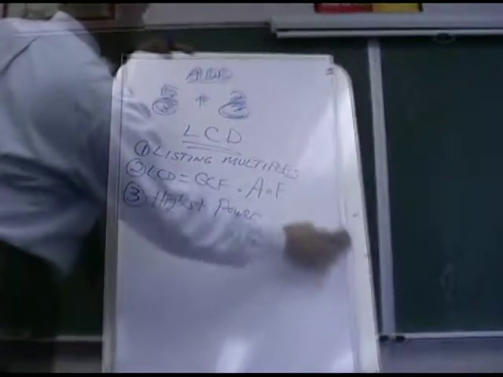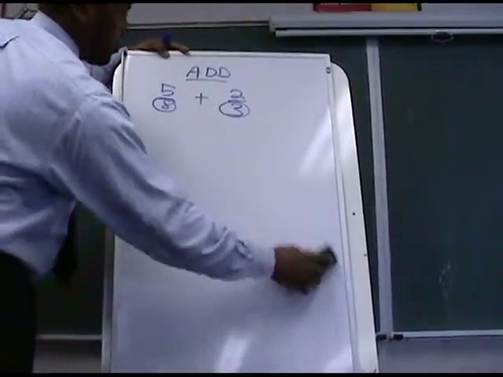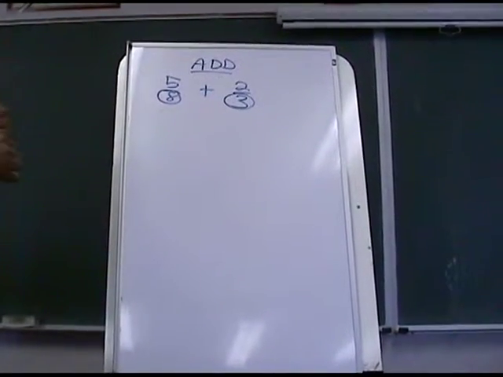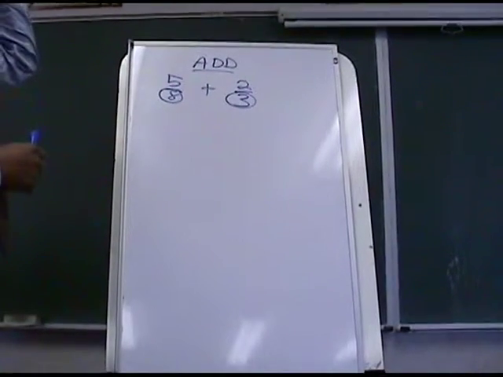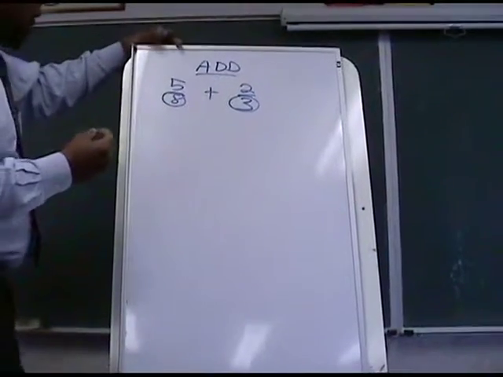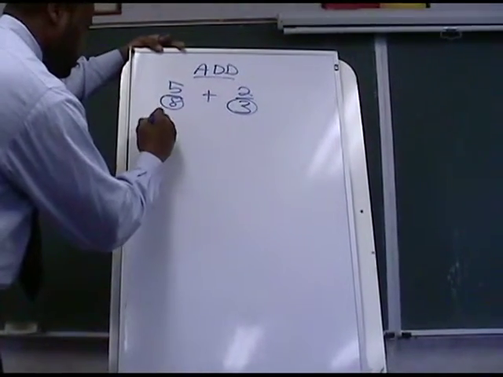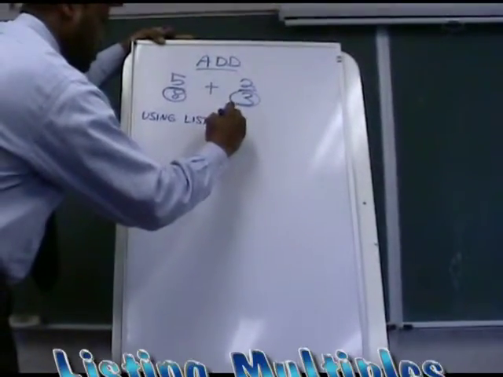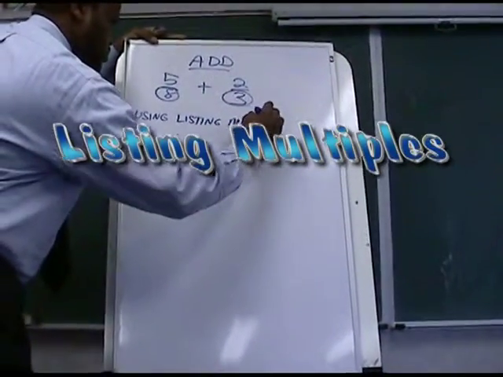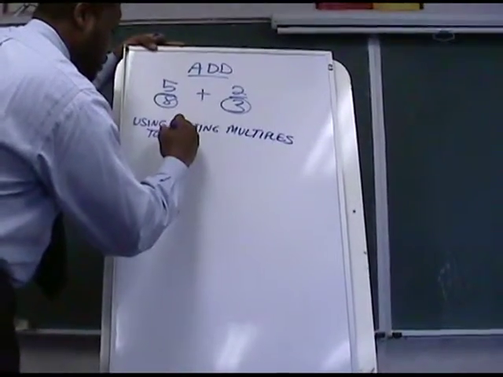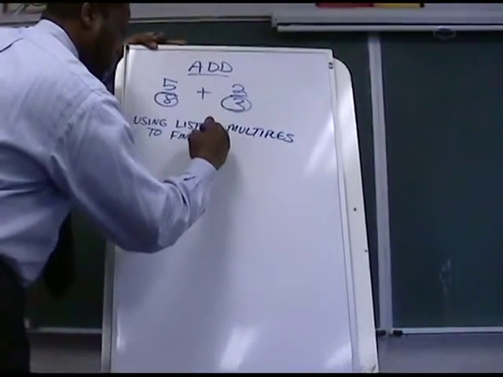So based off of this problem, we need 8 and 3. I typically use the second option, LCD is equal to GCF times all of the factors, when we're dealing with 2 numbers. But because these numbers are so low, I'm going to use listing multiples, okay? Using listing multiples to find the LCD.